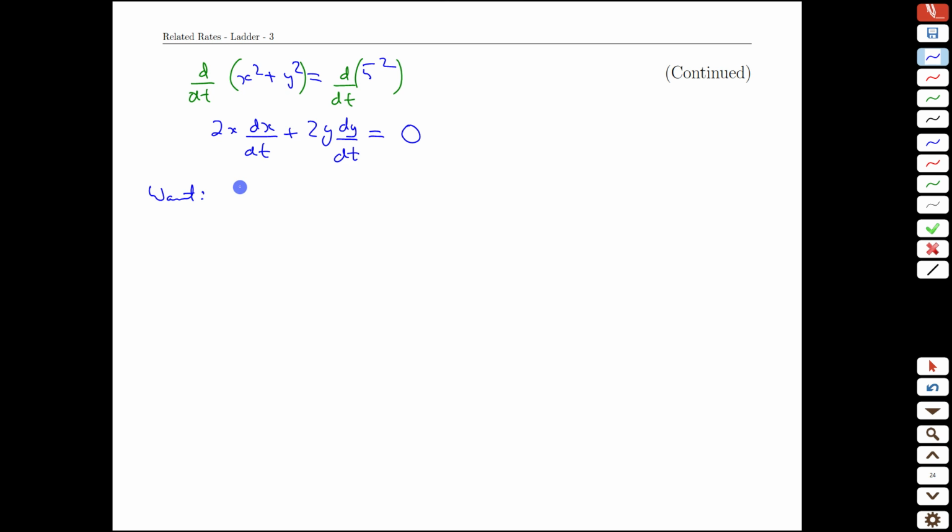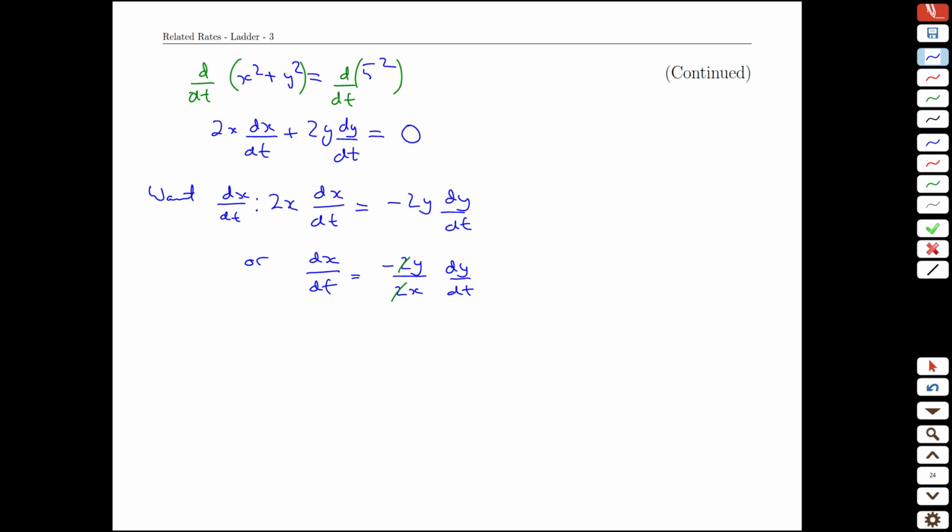What do we want here? We want dx/dt. So we solve for that. dx/dt is going to be this brought over, negative 2y dy/dt. Careful with our notation. And we still have the 2x. Or dx/dt, bring the 2x over, negative 2y over 2x times dy/dt. And the 2's cancel. Perfect.